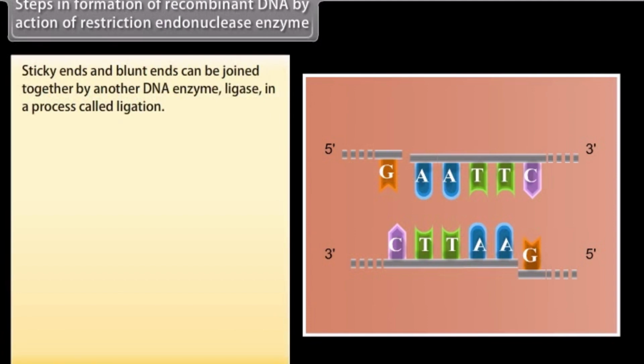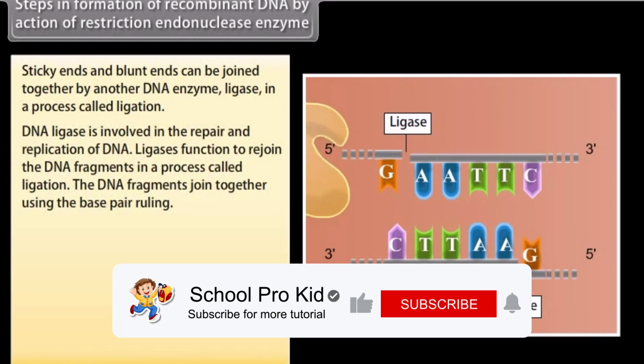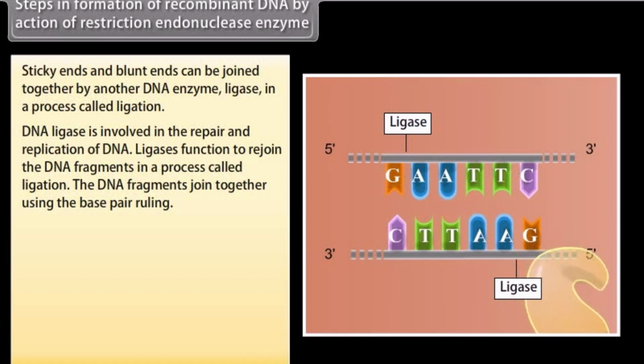Sticky ends and blunt ends can be joined together by another DNA enzyme, ligase, in a process called ligation. DNA ligase is involved in the repair and replication of DNA. Ligases function to rejoin the DNA fragments in a process called ligation.